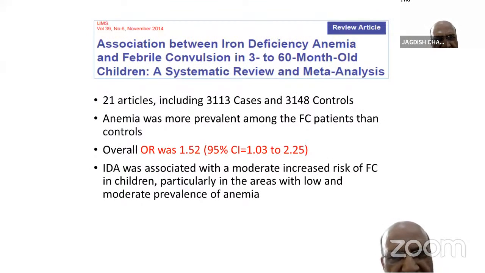Another systematic review and meta-analysis on the association between ID and febrile seizure between 3 to 60 months of age showed an odds ratio of 1.52. So, concluding that ID was associated with a moderate increased risk of febrile seizures in children, particularly in areas with low and moderate prevalence of anemia.